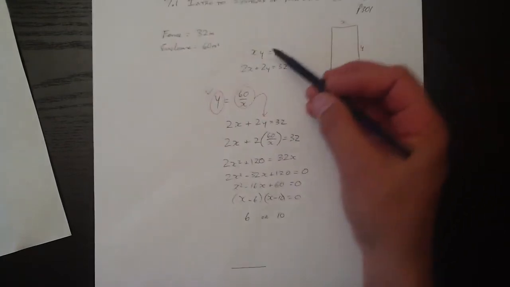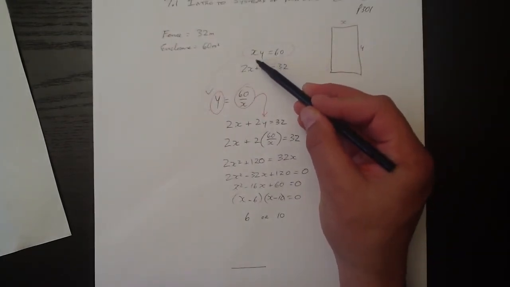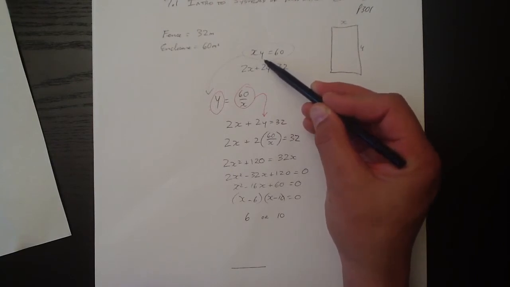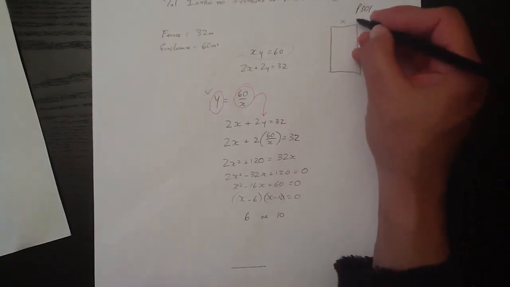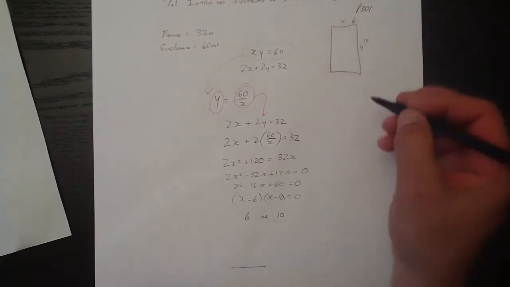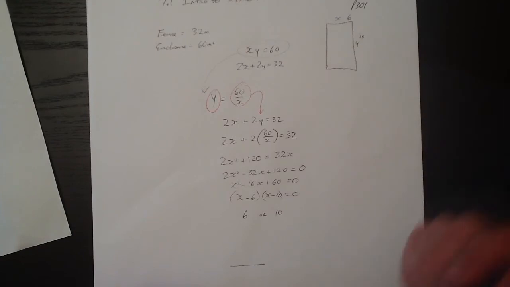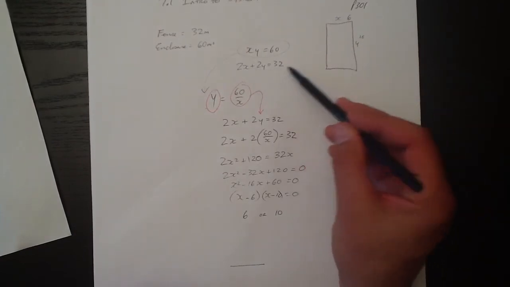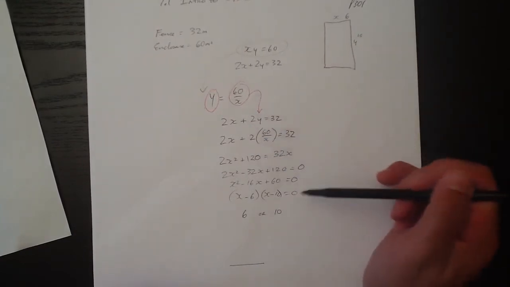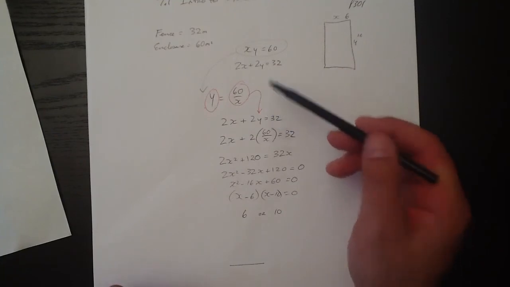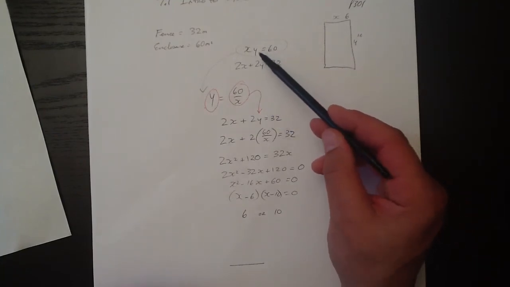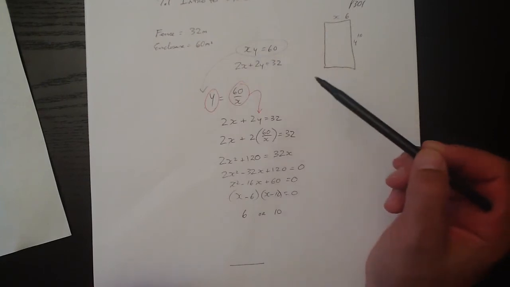As it turns out, by this logic, if x is 6, then y is 10. If x is 10, then y is 6. So we know that it's going to be 6 times 10. 6 plus 6 is 12, plus 10 is 22, plus 10 is 32, so this equation is true as well. So we solved a system of linear equations through the substitution method by defining a variable all by itself and plugging it into the other equation.